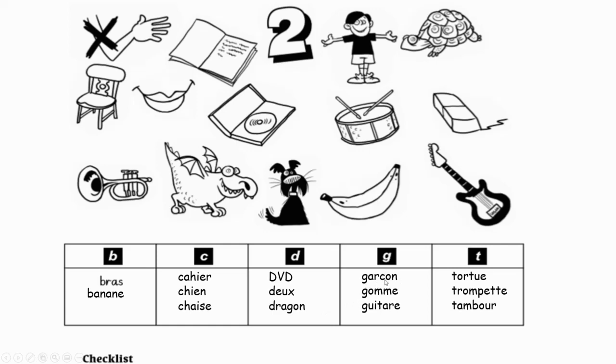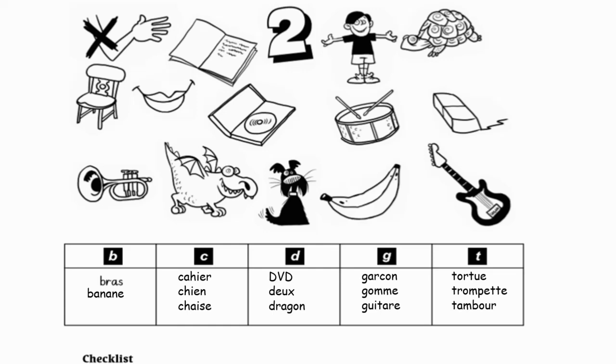In G, you should have garçon. Don't forget the CD, it's not on mine. Gomme, which means rubber, and guitare, which means guitar. And finally, in T, we should have tortue, which means tortoise, trompette, which means trumpet, and tambour, which means drum. Hopefully you got them all right, and if you got onto the extension task, just make sure you check it against the video to make sure you got all of the masculine or feminine determiners correct.